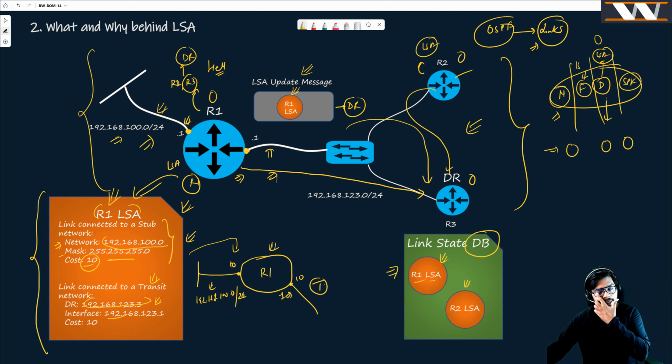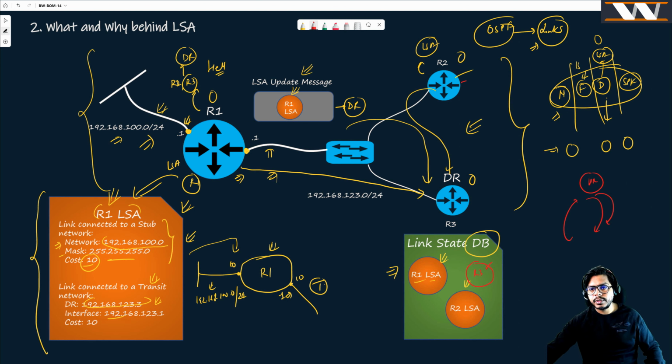And what is going to happen next? R3 is going to send this information about its own LSA, right? R3 LSA is already there because this is R3. So at the end of the day, what is the duty of DR? DR is collecting the LSAs and then basically it is sending them back, right?